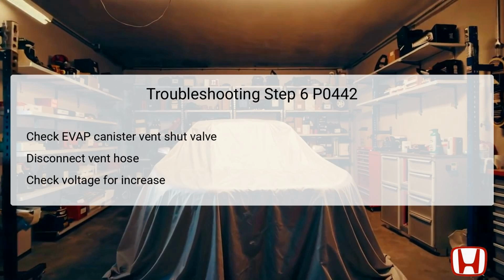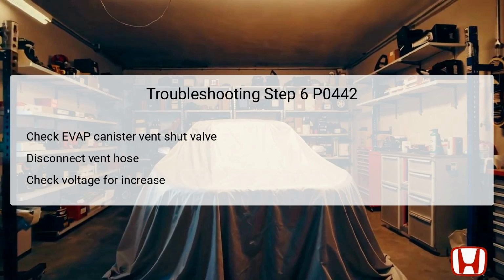Step 6 requires checking the functionality of the EVAP canister vent shut valve. Begin by selecting the EVAP test in the HDS and proceed to implementing the EVAP CVS off function for testing. Disconnect the vent hose from the shut valve port and ensure to plug the end to prevent any leakage.